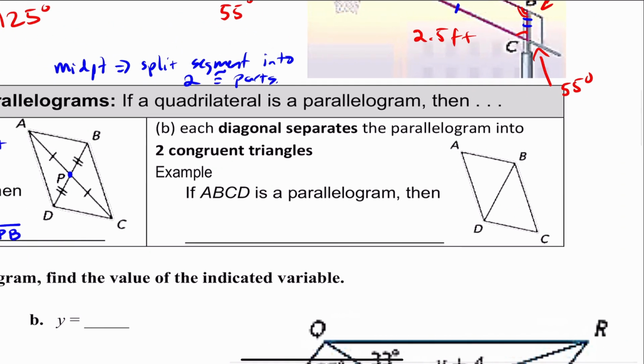Now, if a quadrilateral is a parallelogram, then each diagonal separates the parallelogram into two congruent triangles. So we have a quadrilateral, it's a parallelogram, so if I have a diagonal introduced, it's going to create two triangles here. So you can see the triangle there, and they share this particular side, and you can see that triangle there. These two triangles are congruent, so I say that triangle ABD is congruent to triangle CDB. And again, when you're writing a congruency statement, the letters must correspond, they must be in order.